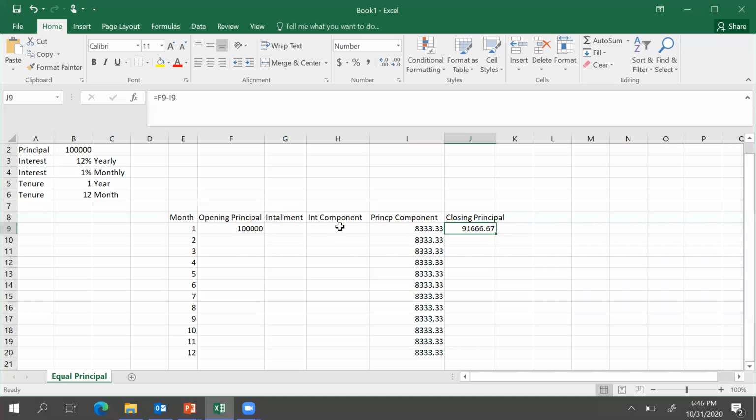Okay, so now what is the interest component that is being paid in this first installment? The interest component will be the opening principal at the start of the month multiplied by the monthly interest rate. Okay, so this is the interest component, and to find out the installment we will have to sum this interest component plus this principal component. Now what is the opening principal for the second month? It will be the closing principal for the first month.